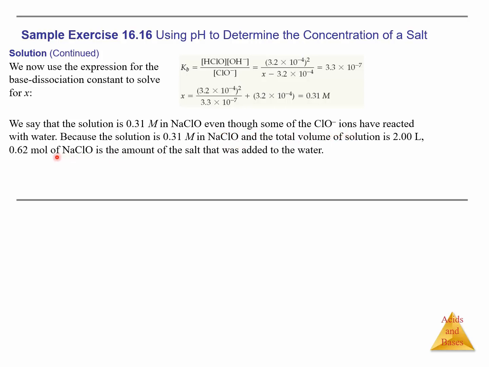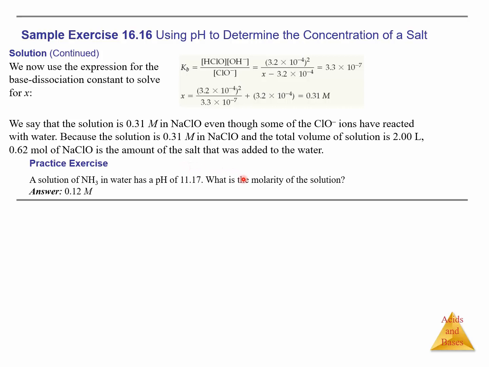even though some of the ClO- ions have reacted with water. Because the solution is 0.31 molar in NaClO and the total volume of solution is 2 liters, 0.62 mole of NaClO is the amount of the salt that was added to water. Then you can also solve this practice exercise.